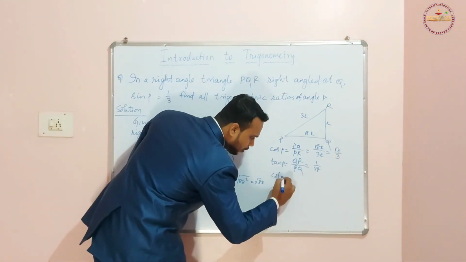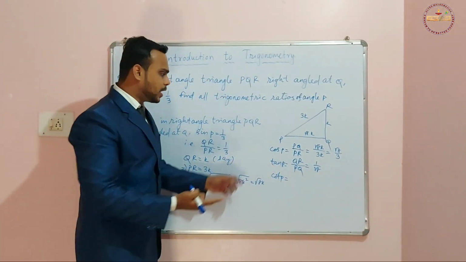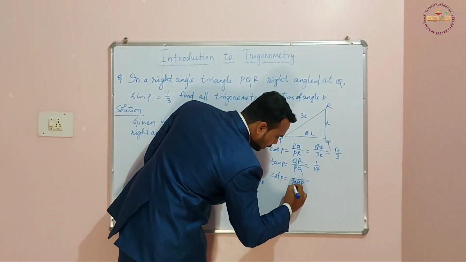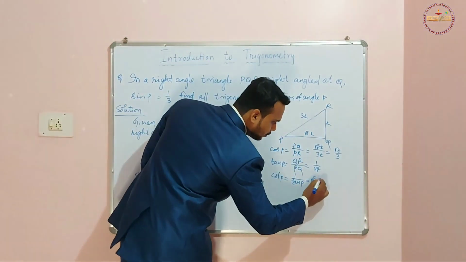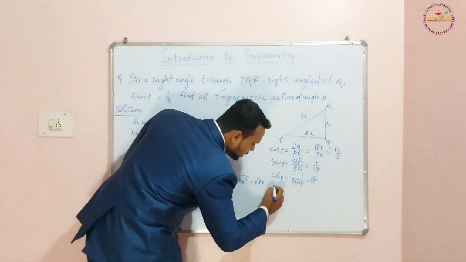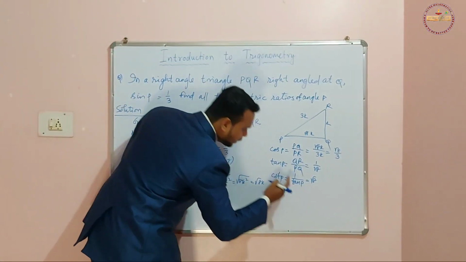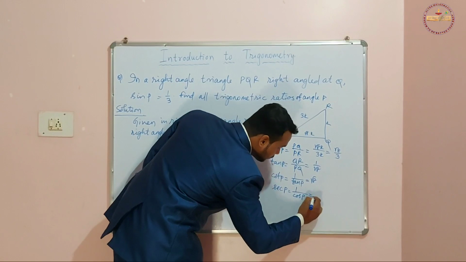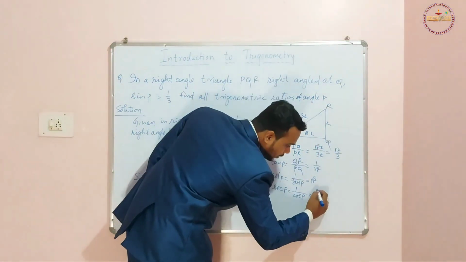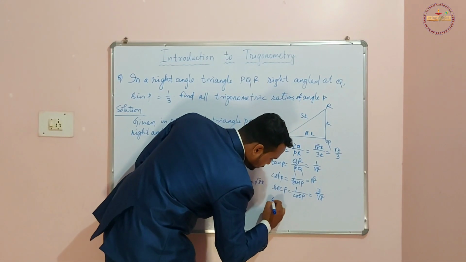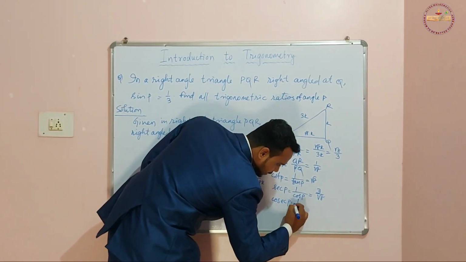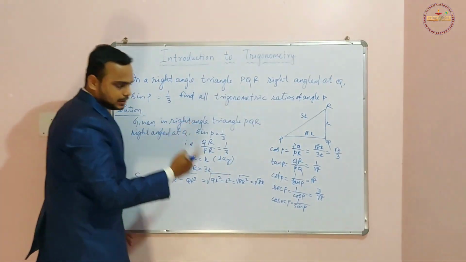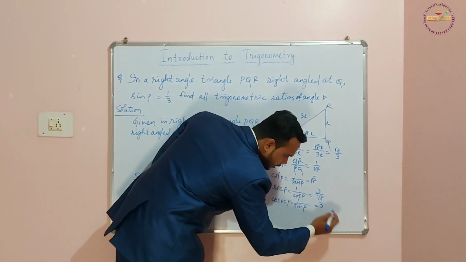Cot P is the reciprocal of tan P. I can write 1 upon tan P. So that is simply root 8. Now sec P is the reciprocal of cos P. So 1 upon cos P, that is equal to 3 by root 8. Now cosec P is the reciprocal of sin P. It is given sin P is equal to 1 by 3. So the reciprocal of sin P is simply 3.